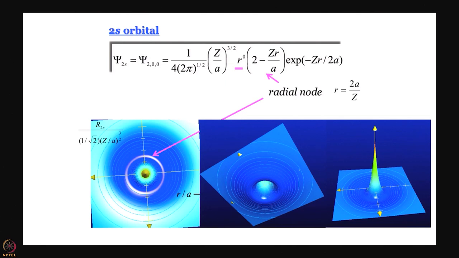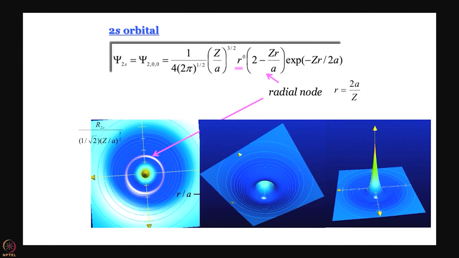What I do not have on these slides, but I have shown you in the previous module, is what happens when you consider psi square, and what happens, well, capital R square in this case, one and the same, and what happens when you multiply that capital R square by small r square and get the radial probability density.